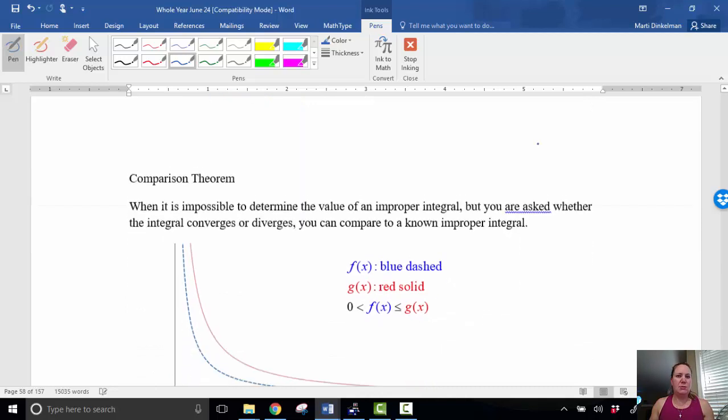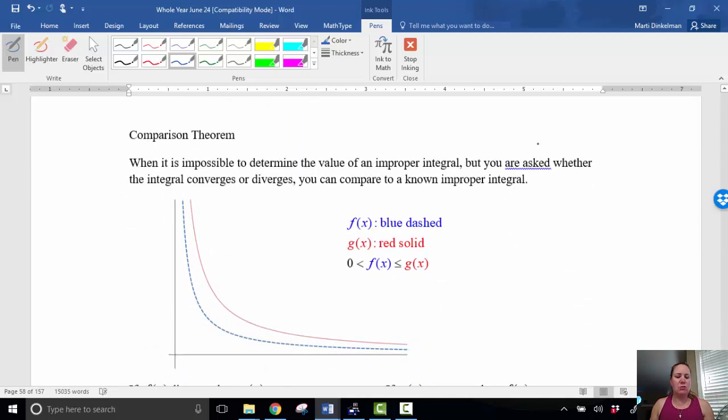What I would recommend at this point is that you stop the video and go do those problems, those improper integrals, and then come back and listen to the rest of this about the comparison theorem. We're going to see the comparison theorem now and then later when we're talking about series. So if it doesn't totally sink in now, hopefully it will when we get to that unit.